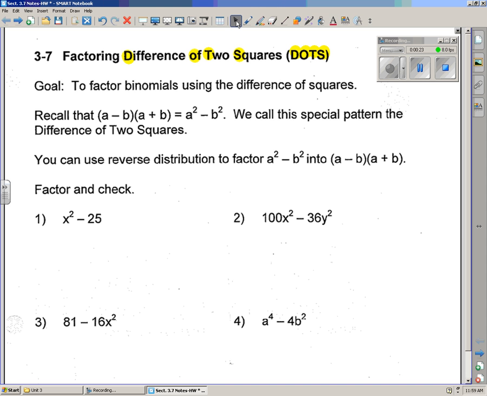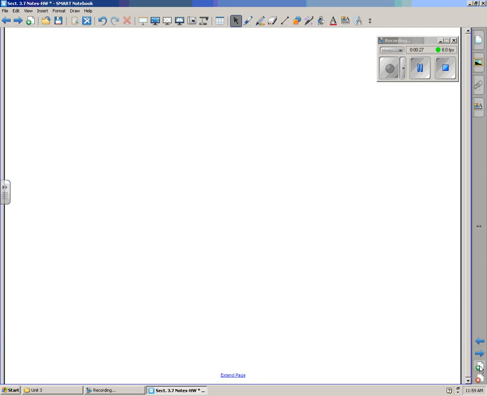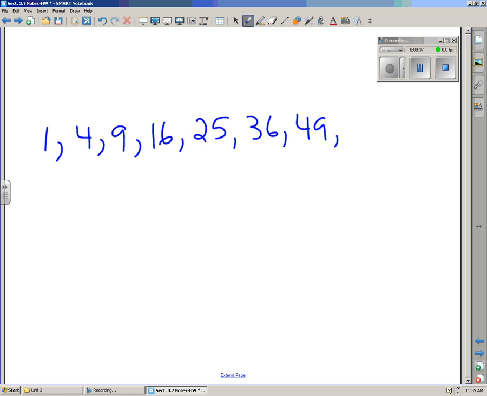If we started to count by perfect squares, let me just throw this in here real fast. Perfect squares would be things like this. 1 times 1 is 1. 2 times 2 is 4. 3 times 3 is 9. 4 times 4 is 16, and so on. If we go all the way to 100: 49, 64, 81, 100. All of these things are perfect squares.